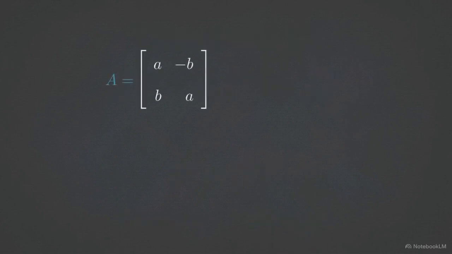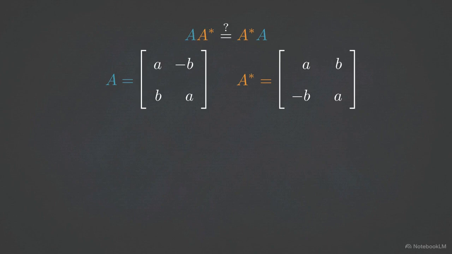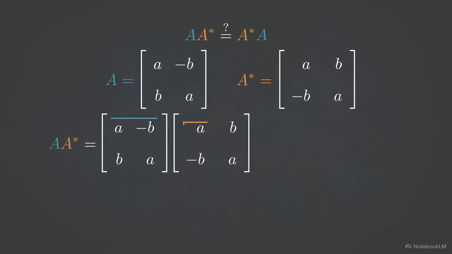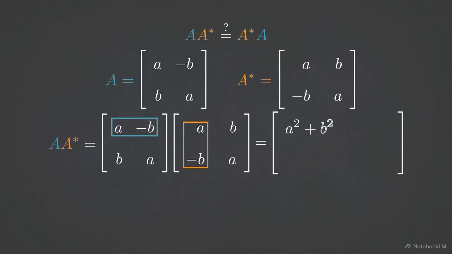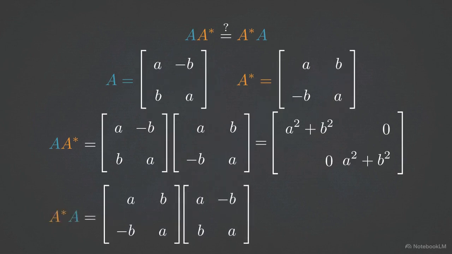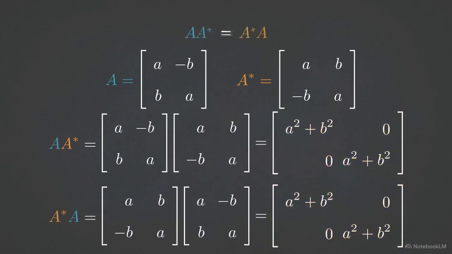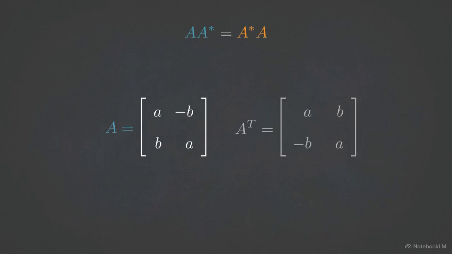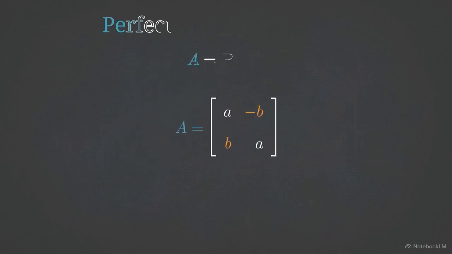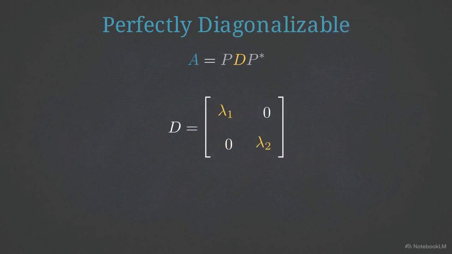Let's test this in practice. Take a close look at this 2x2 rotation scaling matrix A, alongside its conjugate transpose, A star. We need to verify if this matrix is actually normal. Grab a piece of paper, pause the video here, and manually compute A star and A star A to see if they match. Working through the rows and columns, multiplying A by A star yields A squared plus B squared on the diagonal and zeros elsewhere. Reversing the order to A star A gives us the exact same result. Even though our original matrix is not symmetric, proving that it satisfies this commuting property guarantees it can be perfectly diagonalized over the complex numbers.